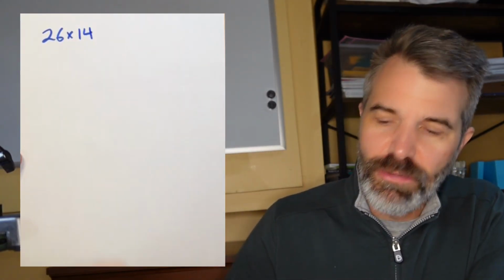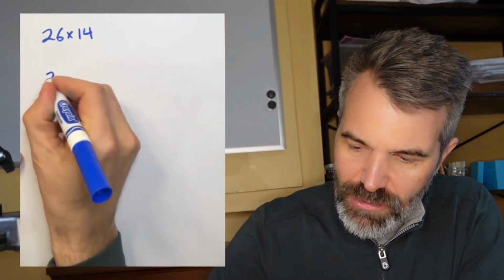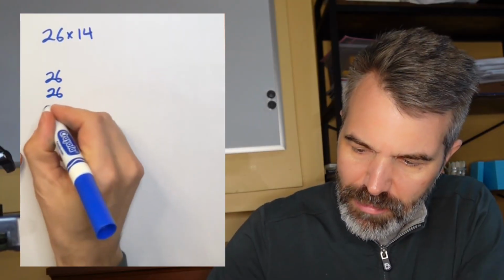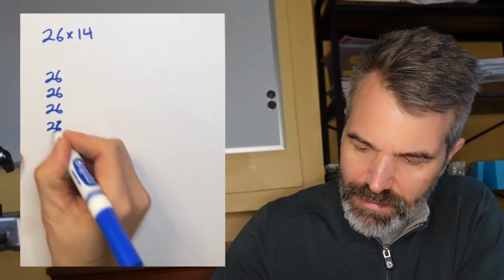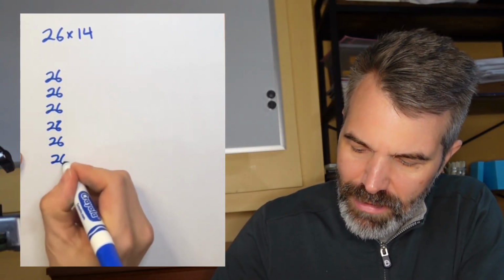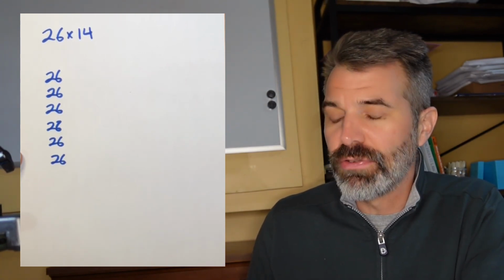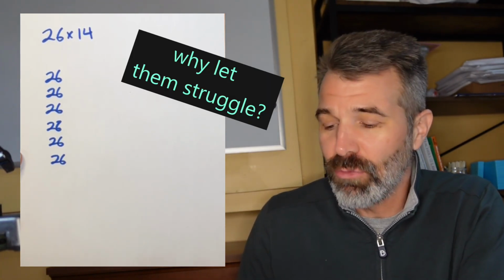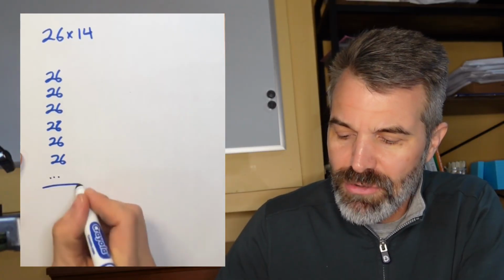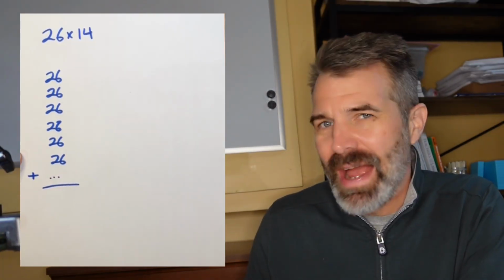Let's take a look. All right, so we'll start here with 26 times 14. Now, if your child looks at this and says 26 plus 26 plus 26 plus 26, and they keep going 14 times, I actually would recommend you don't stop them. Let them go ahead and do that, because that's helping them to realize what multiplication actually means.